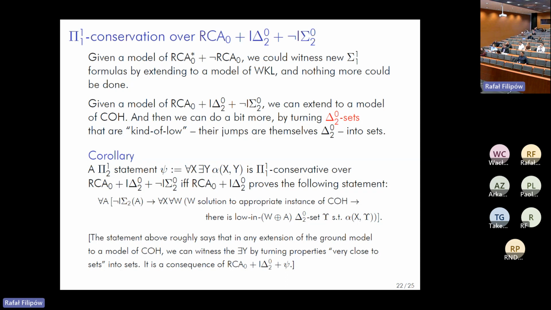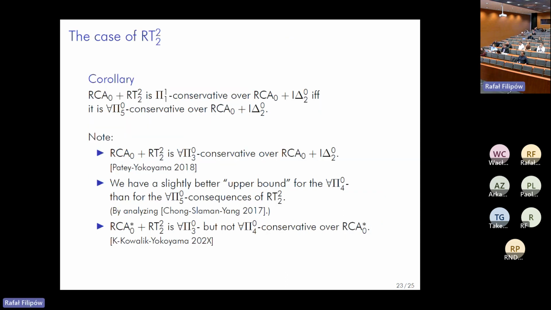So in the end, what this comes out to is the following. We obtain a sort of reduction of the problem, whether the Pi^1_1 consequences of RC0 plus Ramsey are exactly Delta^0_2 induction. We obtain a reduction of this to the Pi^1_1 statements with Pi^0_5 arithmetical parts. And there's a lot known about Pi^1_1 statements with somewhat simpler parts.